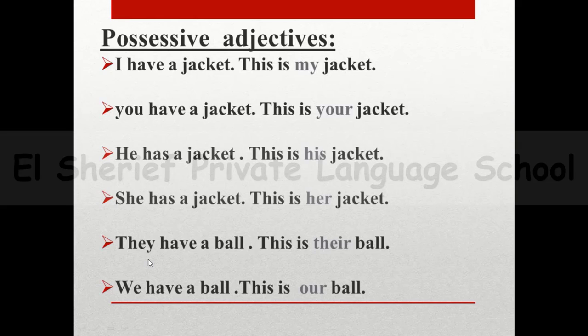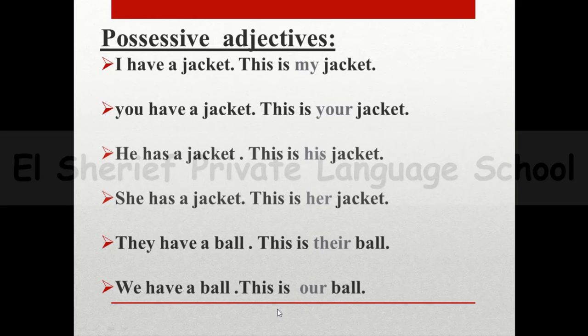The next example, they have a ball. And this is their ball. Why do I use the possessive adjective their here? Because I have the subject pronoun they. So I will say, this is their, and I should put the noun ball after their as a possessive adjective.